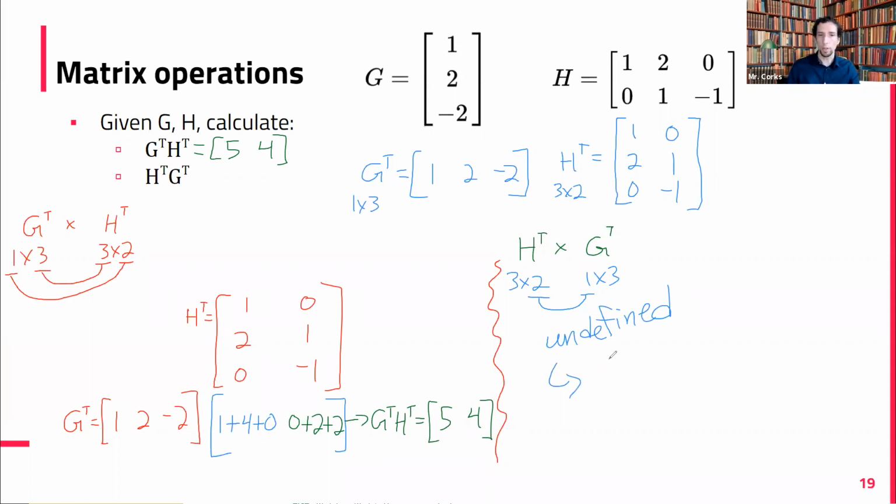And we can even add a reason here: columns of H transpose not equal to rows of G transpose. So the number of columns of the first one and the number of rows of the second one don't match, so it's impossible.